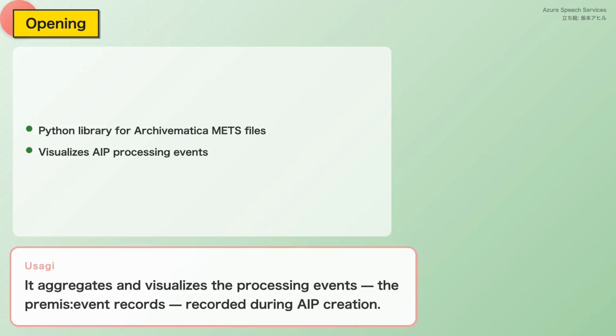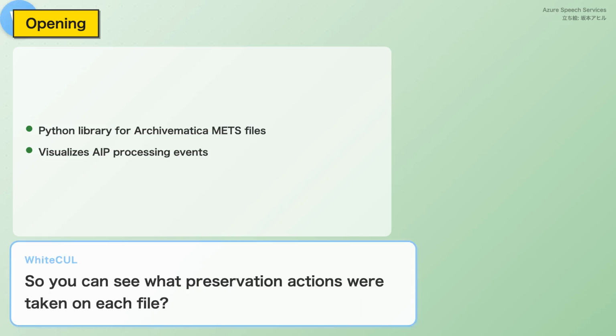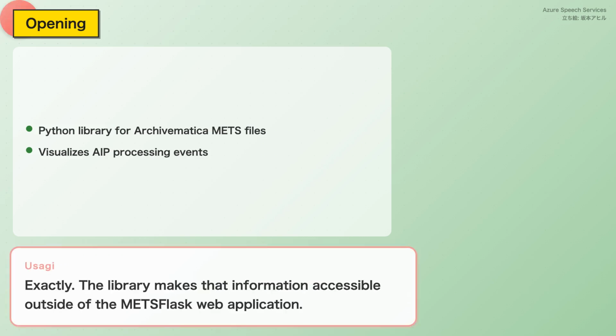It aggregates and visualizes the processing events, the PREMIS event records, recorded during AIP creation. So you can see what preservation actions were taken on each file. Exactly. The library makes that information accessible outside of the METS Flask web application.